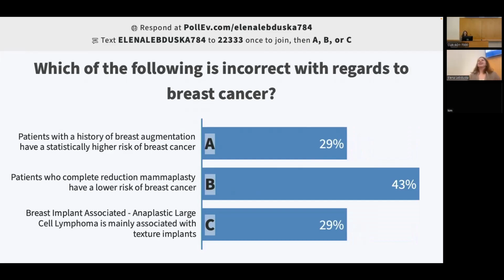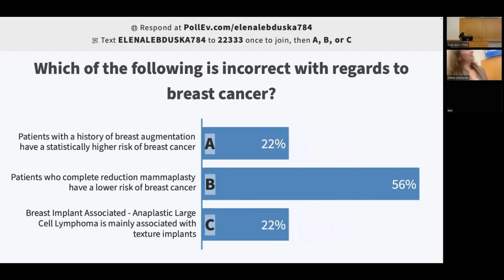Yes, I see that. But this is great because I didn't know anything either. So this is awesome. So which of the following is incorrect? It is A, patients with a history of breast augmentation have a statistically higher risk of breast cancer. That is actually false. So we'll talk about the other two.